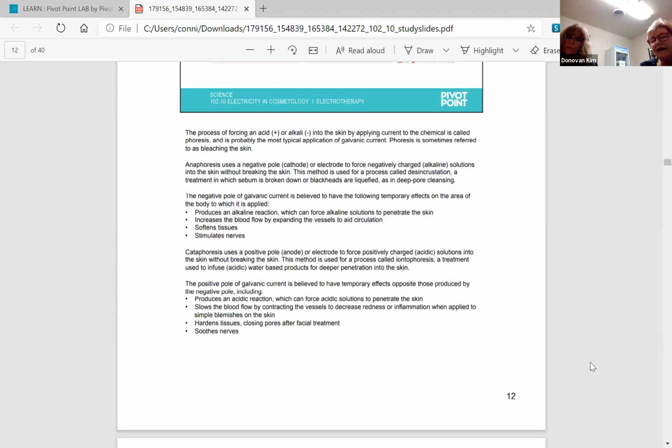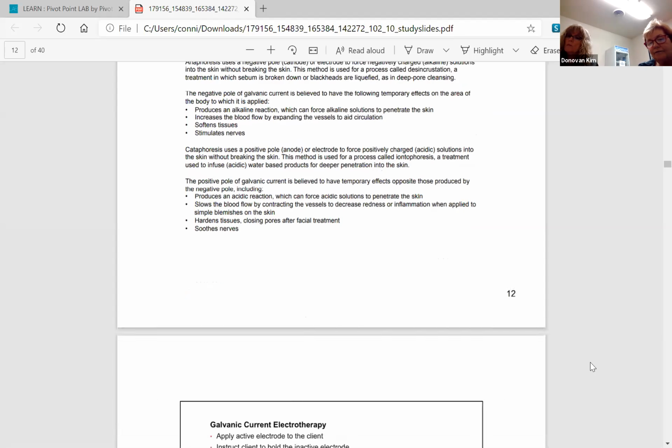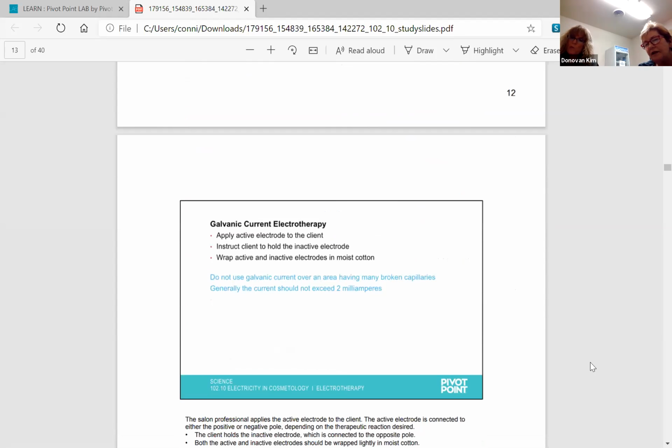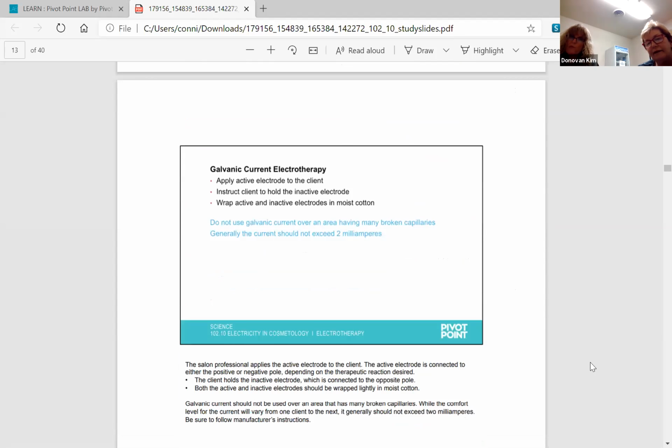So when you're using anaphoresis, all of those steps are going to be just the opposite. Exactly the opposite. I'm sure Ms. Connie had gone through what your electrodes were. An electrode is something that we use to get the tool of electricity to the client's face, because we can't put her face up to an outlet and say, here, electricity is going to be used on you. So we have a tool to do that.